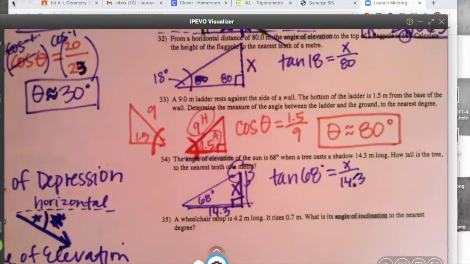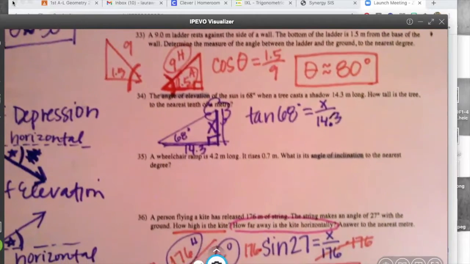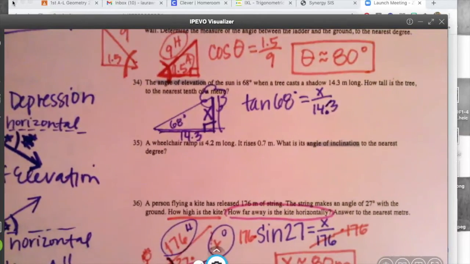Okay. What questions do you have? Okay, you try 35. I left the most concrete example for you because you know what a wheelchair ramp is going to look like.